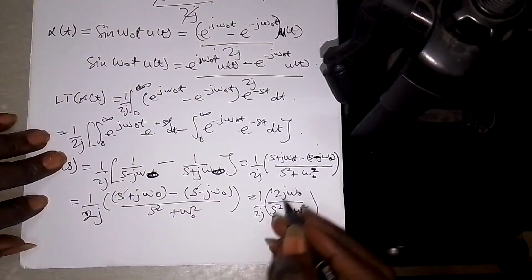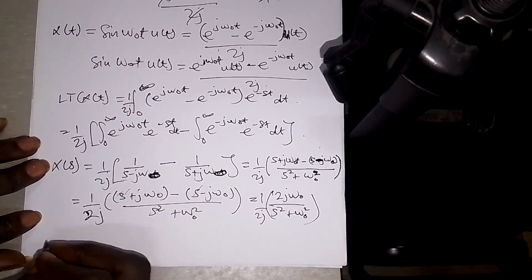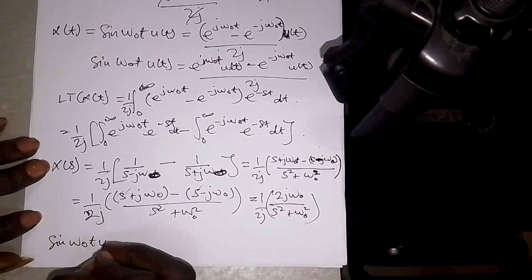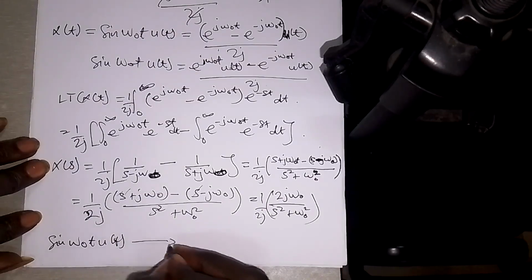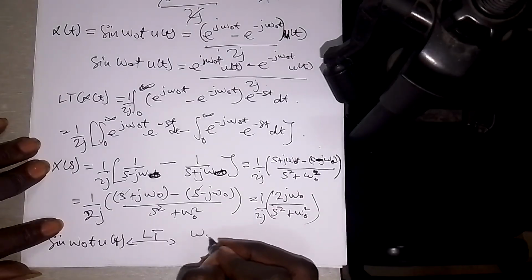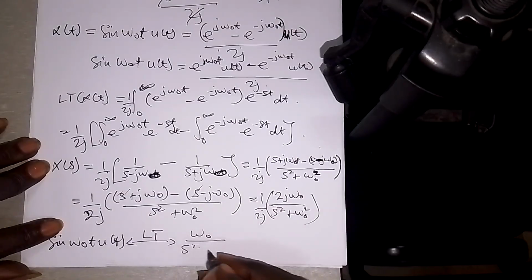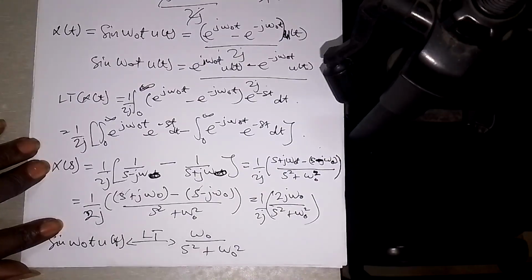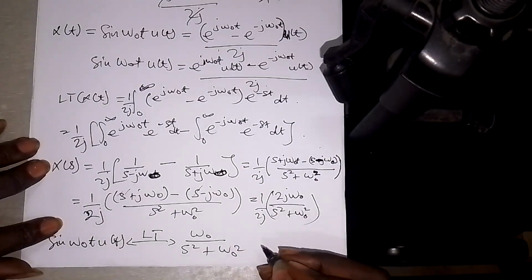So if 2j cancels 2j, then what I can say is that sine omega naught t into u of t has a Laplace transform of omega naught over s squared plus omega naught squared. So that becomes the Laplace transform for this one.